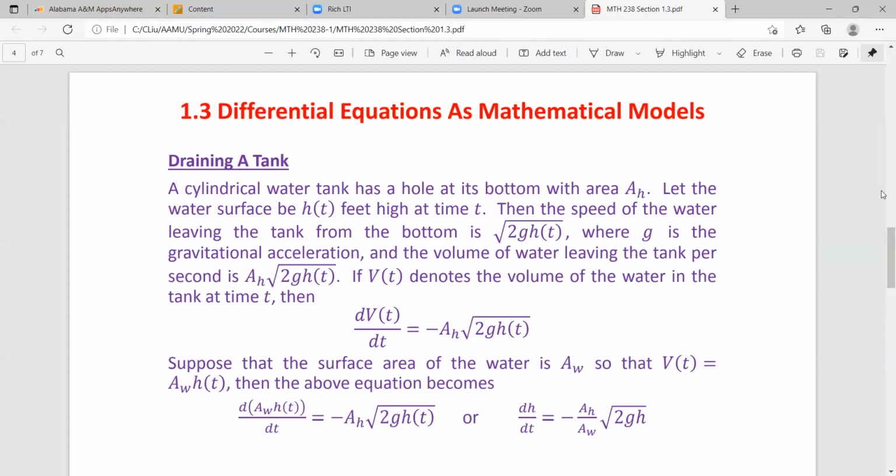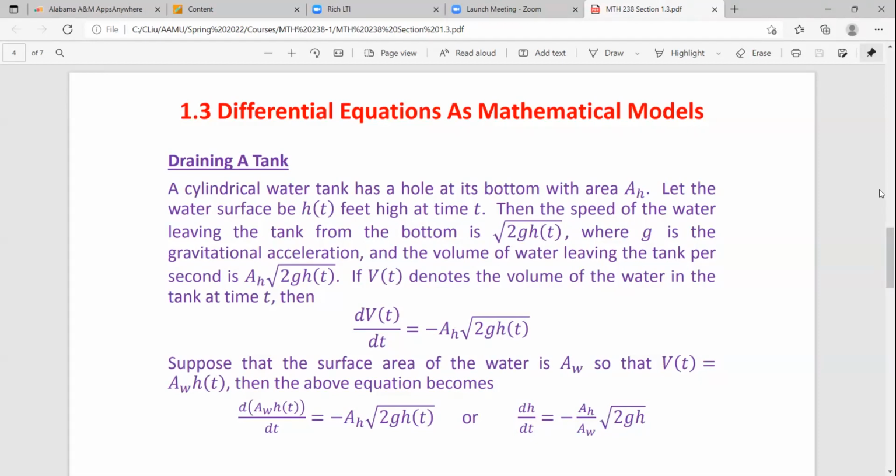Okay. Yeah, that's a good question. We don't use negative, positive. It really depends on which axis you choose to be the positive. If you choose the downward axis to be positive, then it will be positive. If you choose the upward as the positive direction, then it will be negative. So that depends. Any other questions?